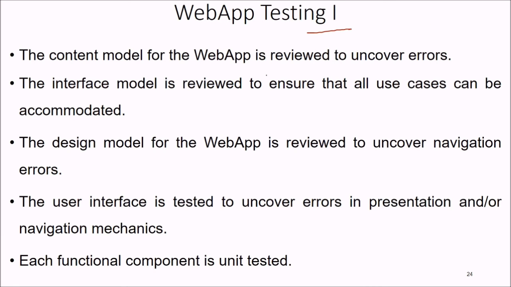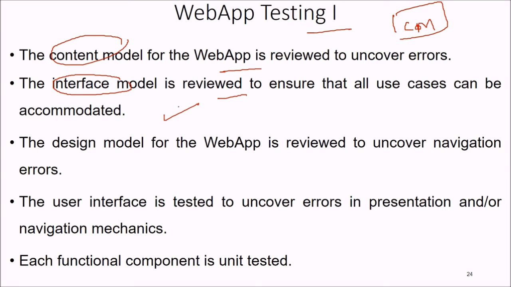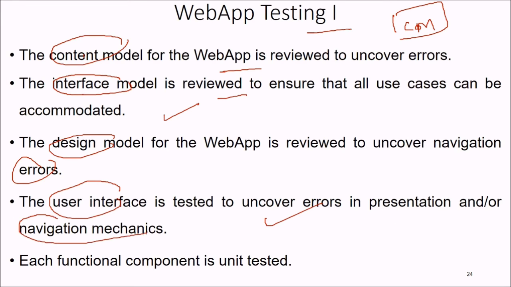So we are coming to WebApp testing, because WebApp testing is again very important. The content model for the WebApp is reviewed to uncover errors. You must have made some content model while you were analyzing and modeling in the design phase. And the interface model is reviewed. First the content model is reviewed, then the interface model is reviewed to ensure that use cases can be accommodated. And then the design model of the WebApp is reviewed to uncover navigation errors. Then the user interface is tested to uncover errors in presentation or navigation mechanism.